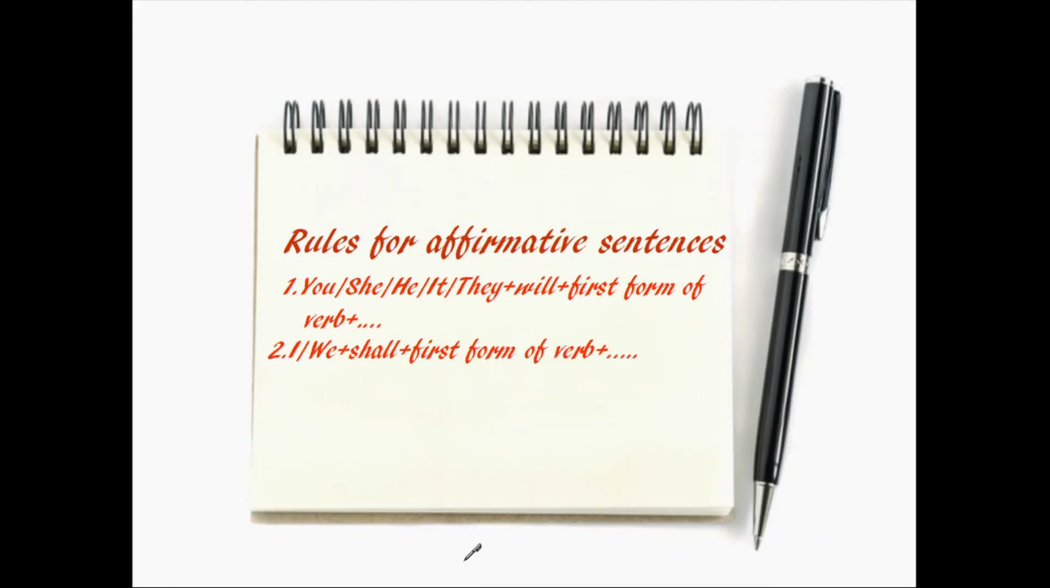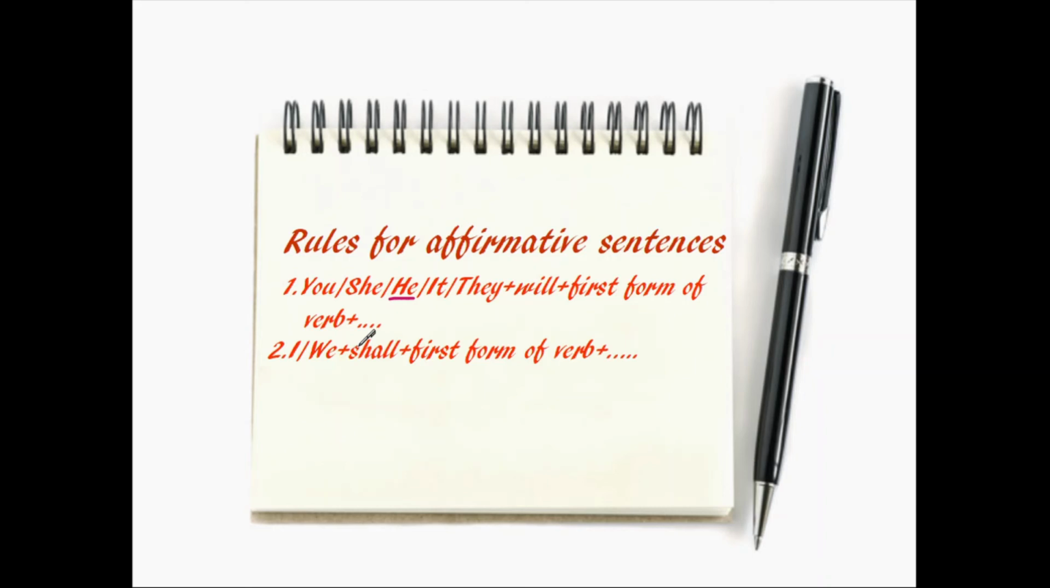Now, here are the rules for affirmative sentences. First is you or she or he or it or they plus will plus first form of verb plus the rest of the sentence. For example, he will sell his house. So he, then will, sell the first form of verb, his house, and the full stop.